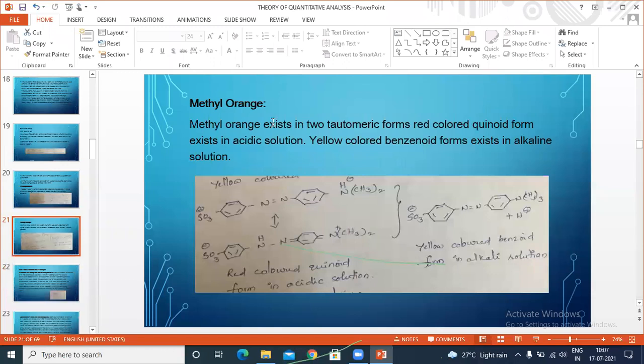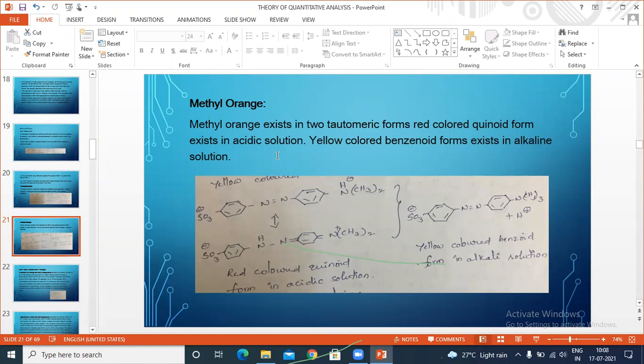Next, what about methyl orange? Methyl orange exists in two tautomeric forms. A red color quininoid form exists in acidic solution, and a yellow color benzenoid form exists in alkaline solution. Here we can observe the difference between phenolphthalein and methyl orange. Phenolphthalein is a weak acid indicator, while methyl orange is a weak organic base. So whatever we observed for phenolphthalein is exactly opposite for methyl orange.